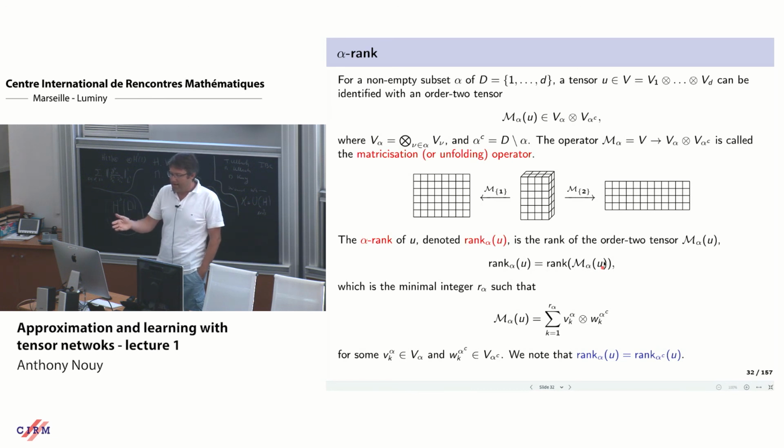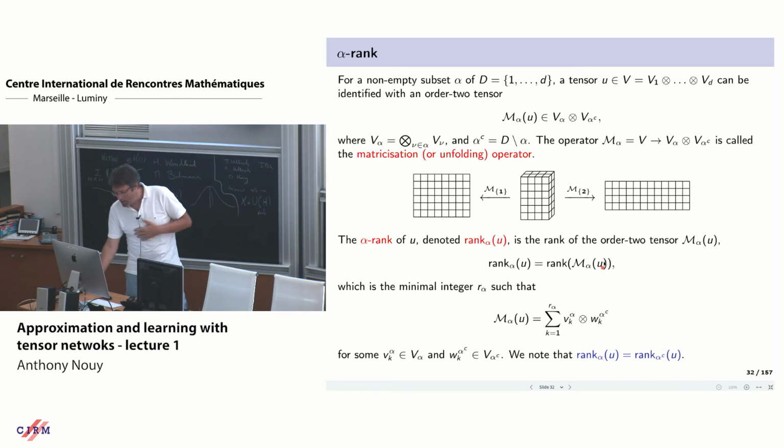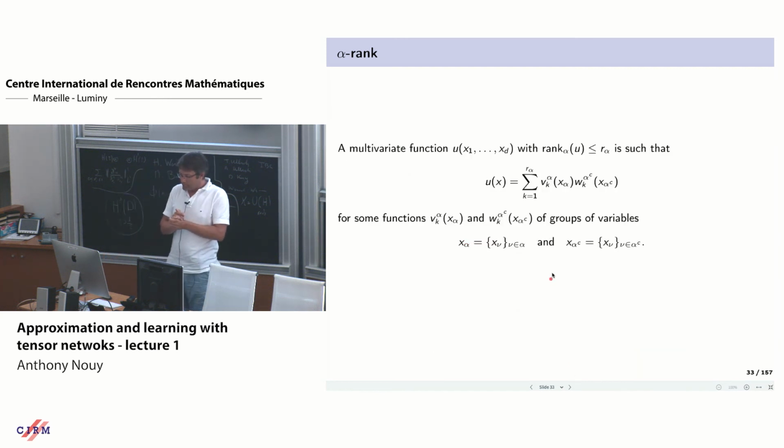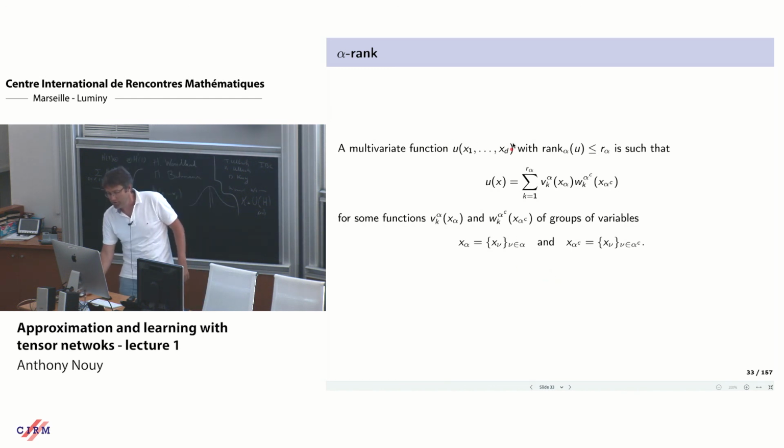So of course you have as many notions of rank for a tensor as there are ways of partitioning your set of dimensions. There will be a notion of rank for each subset of variables alpha. With this, you can clearly see that the rank alpha is equal to the rank alpha complementary. It's the same for functions. If you have a multivariate function with a rank alpha of U bounded by R alpha, it means that it can be decomposed as a sum of functions of 2 groups of variables.